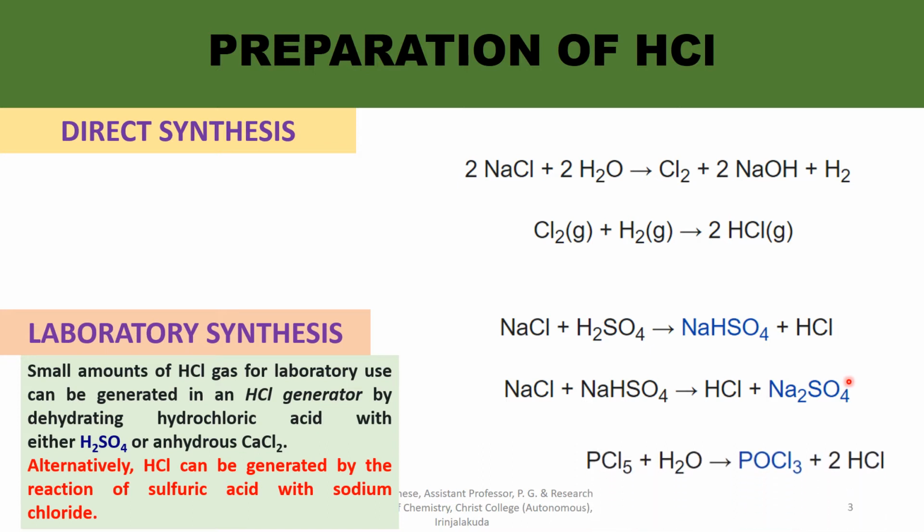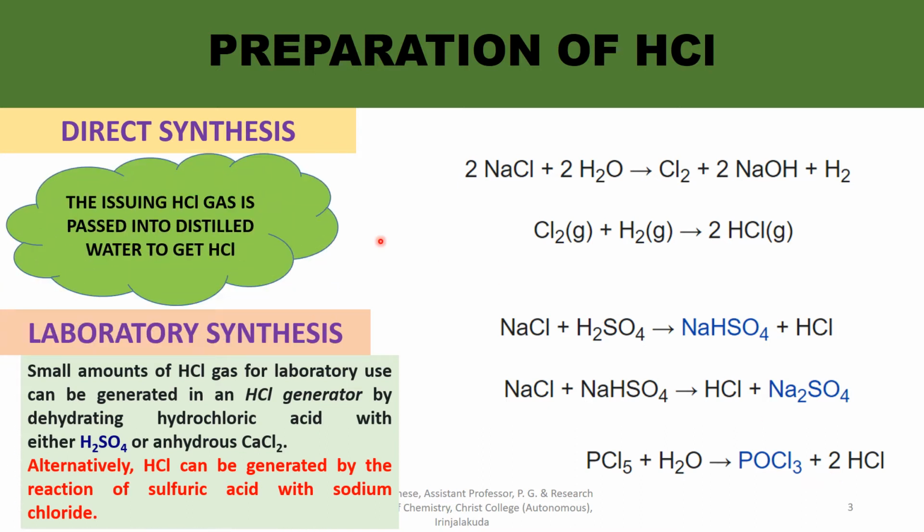Another method for the preparation of HCl: when phosphorus pentachloride is treated with water, it gives phosphoryl chloride or phosphorus oxychloride and hydrogen chloride. The issuing HCl gas is passed into distilled water to get hydrochloric acid.